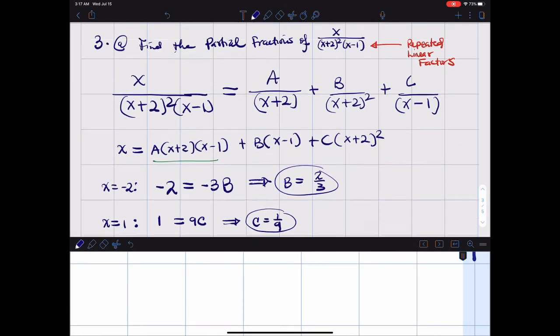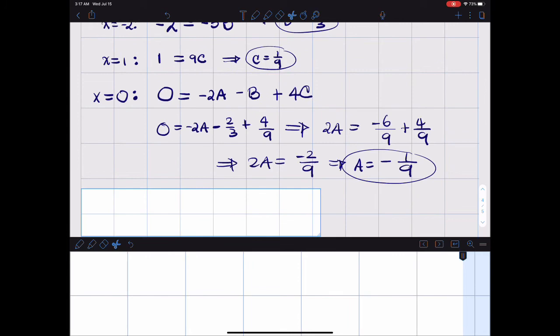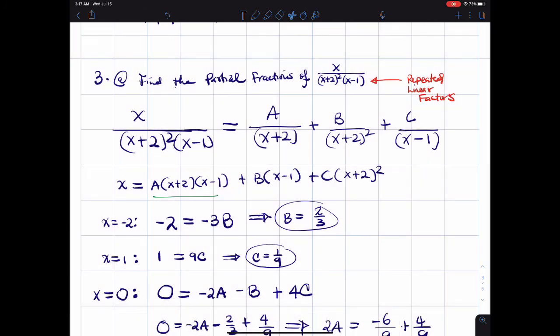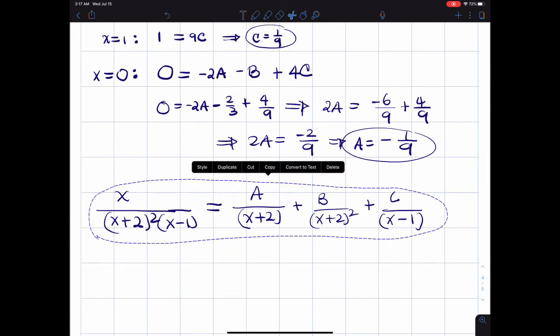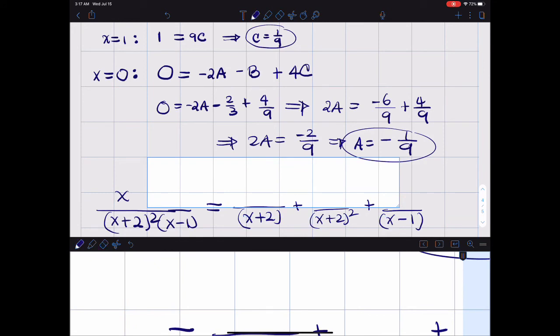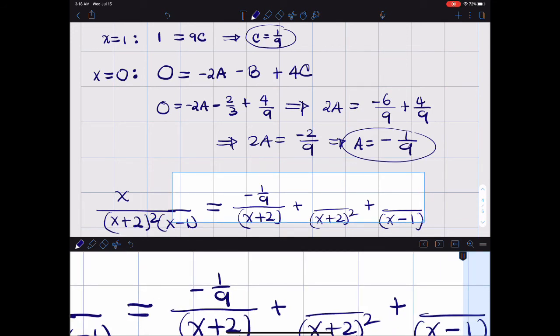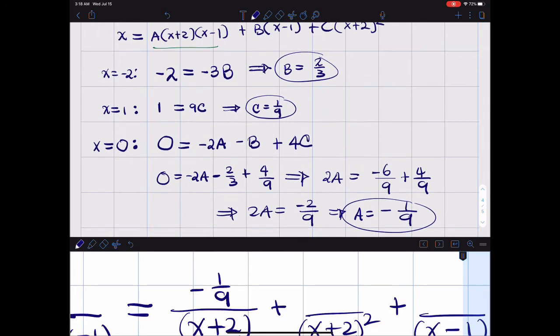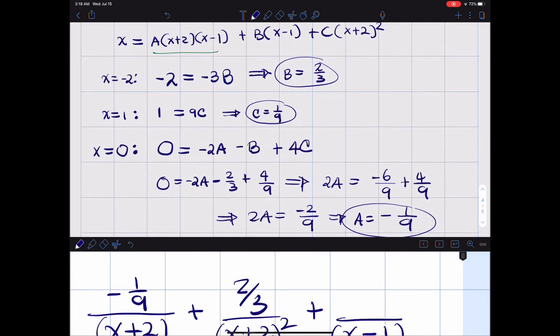Okay, so we now have a partial fraction decomposition. We can now go in here. I'm going to copy this and paste it right here, and delete all this. So our A is negative 1/9. Let's put right here just negative 1/9. And our B is 2/3. And our C is 1/9.